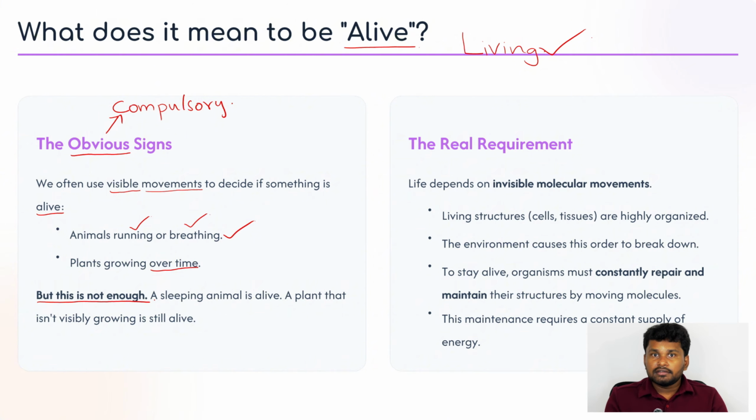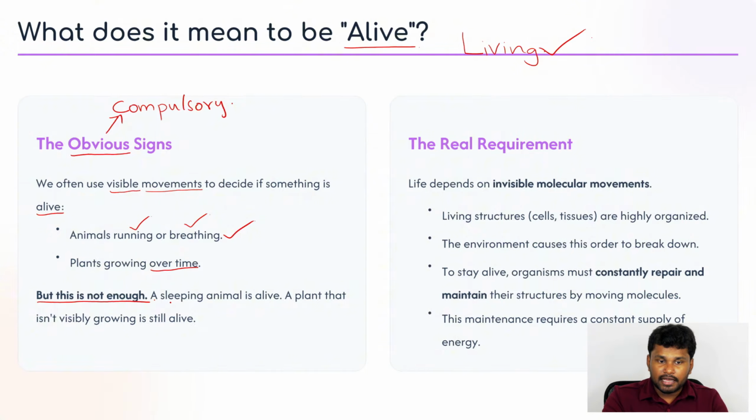And also, there are only some external movements you can observe in animals to judge whether they are living or not. But when it comes to other functions of animals which are going on internally, they can tell you exactly whether the organism is living or not. Okay, let us crack this now.